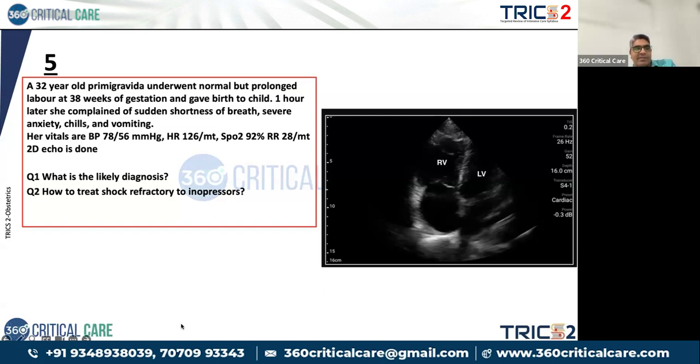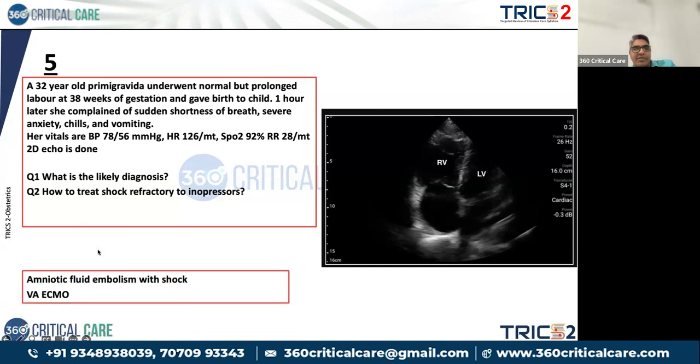Somebody has written as a treatment, yes, IABP, VA ECMO, yeah, that's correct. Because it is refractory to vasopressors and inotropes, then the choice is VA ECMO or IABP. In the context of RV dilatation, I don't think IABP is a choice, but definitely VA ECMO will be the next stage of treatment or escalation of treatment. All right.